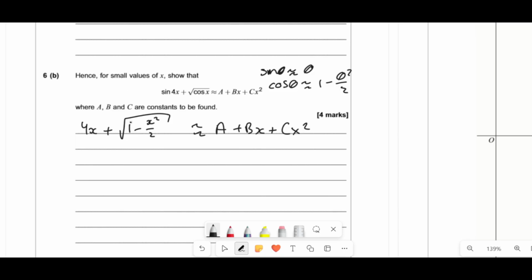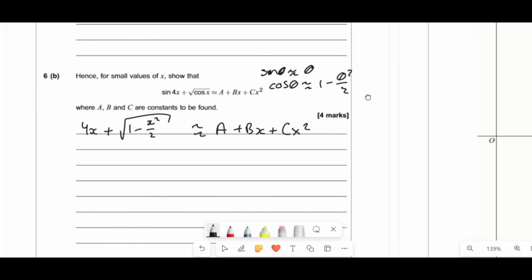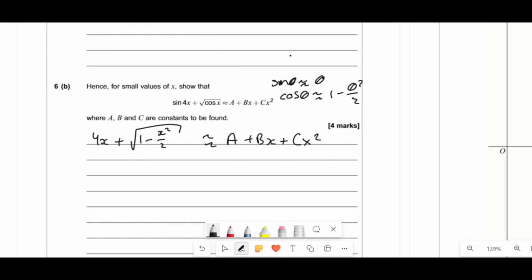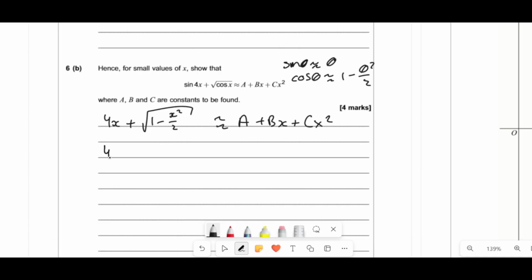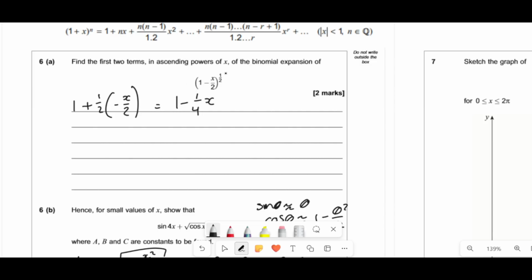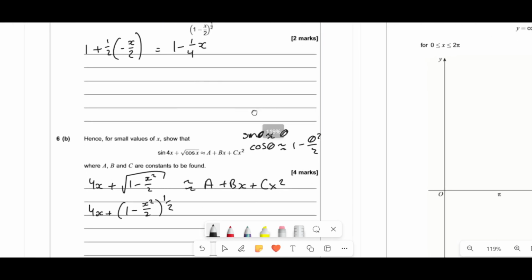So it says hence. Hence usually hints at the fact you've got to use the bit before from the previous question. Well, if we look, they've told us to find the expansion of 1 minus x over 2 to the half. So if I rewrite this, it'll be 4x plus 1 minus x squared over 2 to the half. If you look at the previous part, we've got this 1 minus x over 2 to the half gives you this. Now, can you see how they are essentially identical?